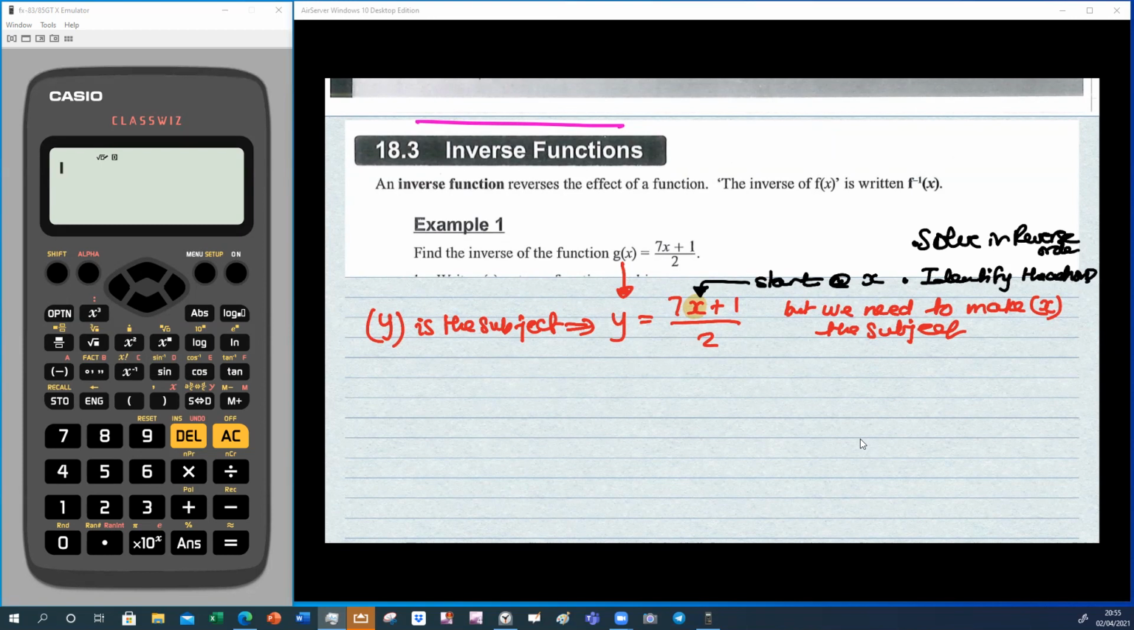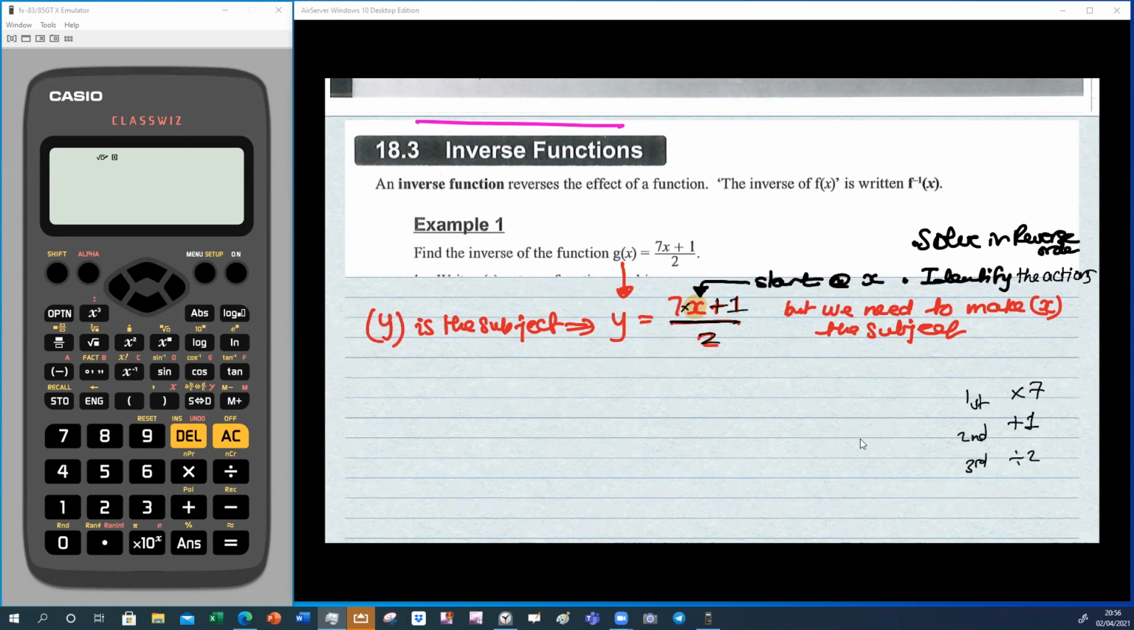Identify, that's better, you can at least read it. All right, so what's the first action? You start at x. The first action is multiply by 7. What's the second action? Plus 1. What's the third action? Divide by 2. That's first, second, third.